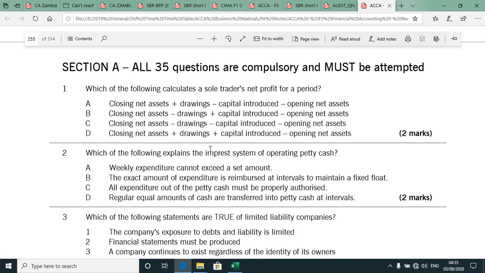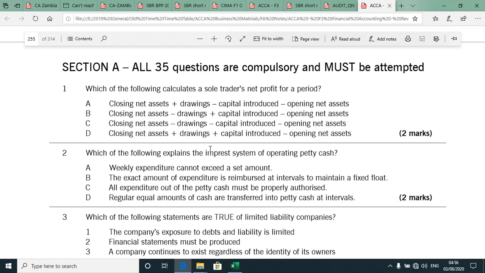A says closing net assets is positive, which is correct. And then drawings is positive, which is also correct. Then capital introduced is negative, which is correct. And opening net assets is opening capital, which is also correct.